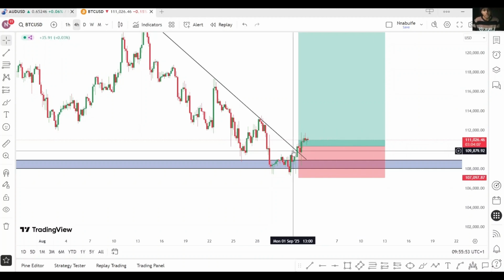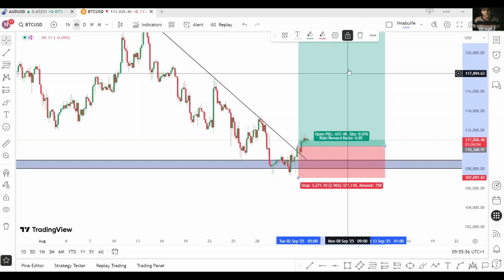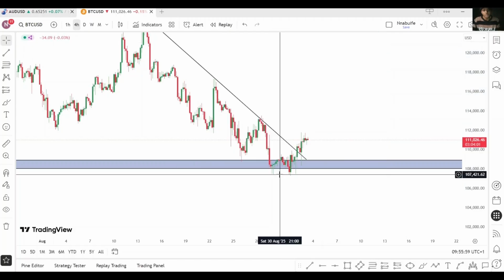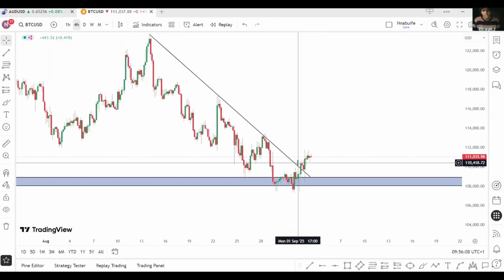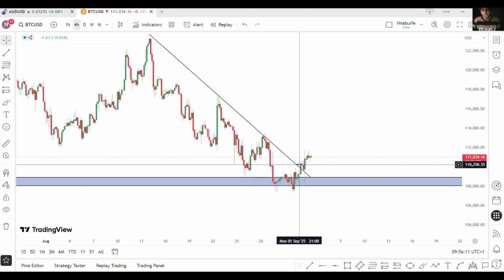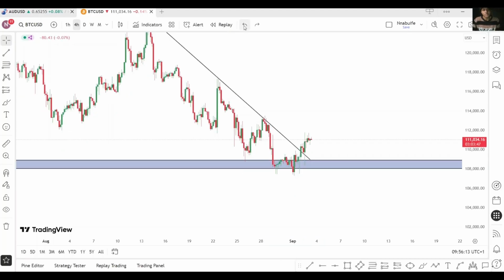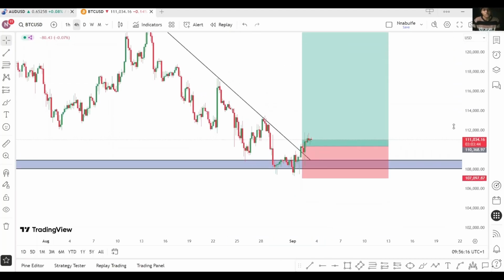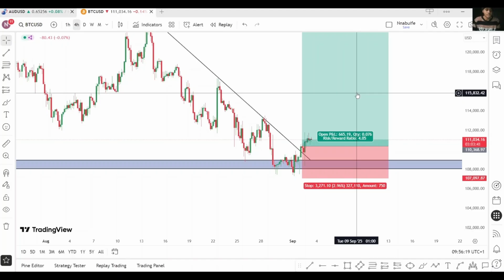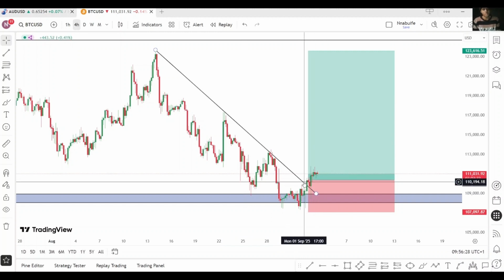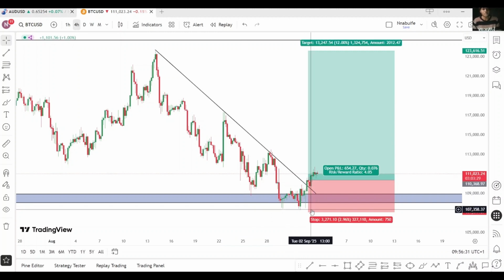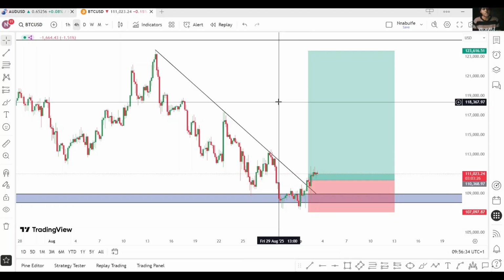I would wait for a 4-hour candle break of the CTL. Around this area, you can see the 4-hour candle broke this counter trend line, and this is where I got long on BTC USD. You can see the risk to reward on this trade is actually 4.5, which is fantastic. So on the 4-hour candle break of CTL, I executed the buy, stop loss comes here, take profits come here, and now the trade is actually running.